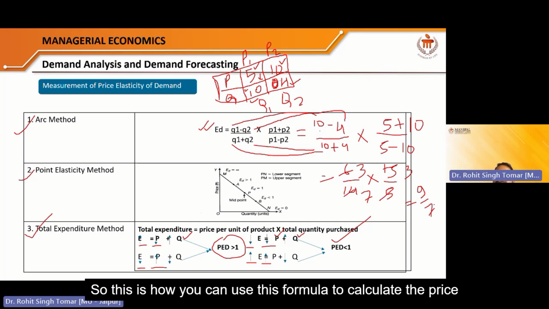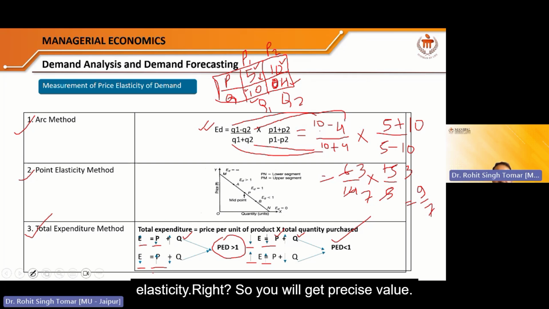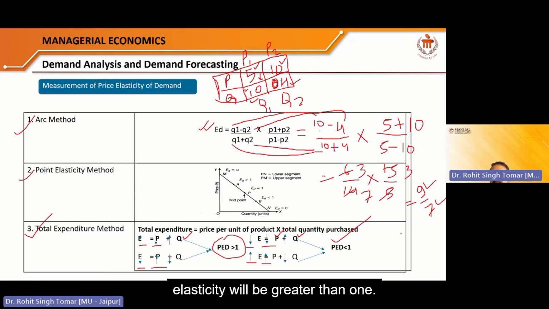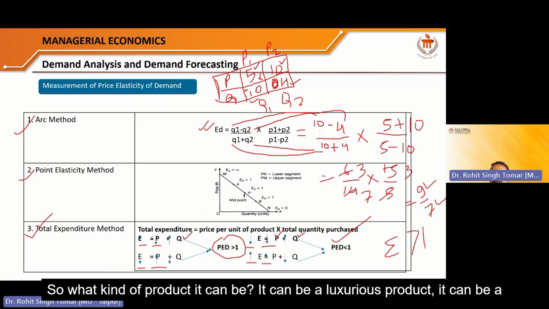So this is how you can use this formula to calculate the price elasticity, right? So you will get a precise value. Now the numerator is bigger than the denominator. So elasticity will be greater than 1. So what kind of product can it be? It can be a luxurious product.